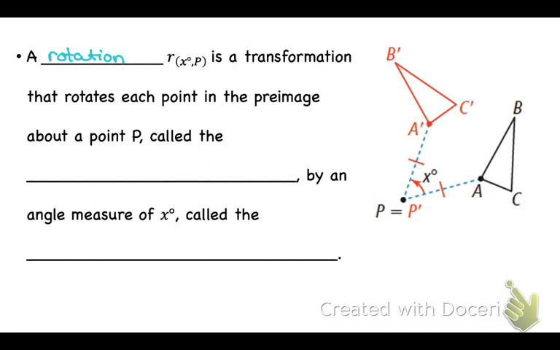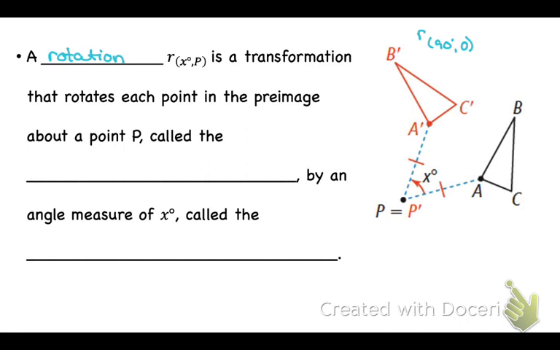A rotation of x degrees around point P. So it's a lowercase r for rotation, and that is a subscript of x degrees, so it would be r 90 degrees, and then O for guess what? Origin. Okay.